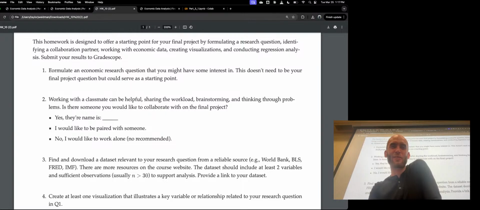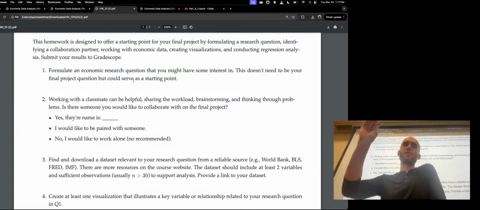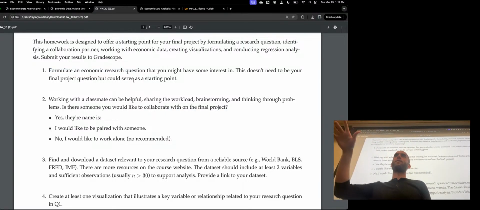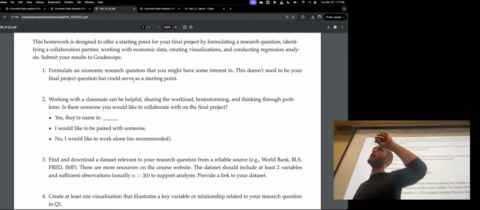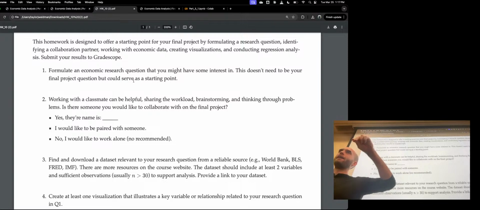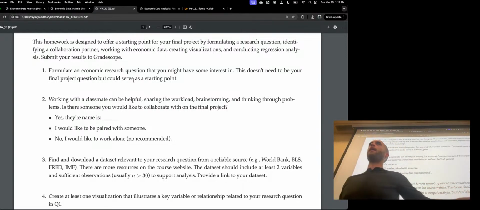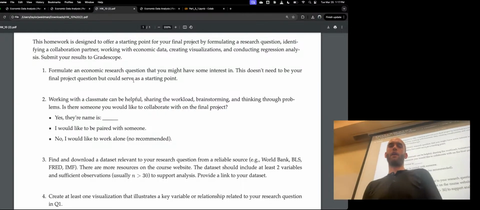So the first question is that you're going to formulate your own question. The question you're going to put into the homework doesn't have to be the same question as what's on the final project. This is not a commitment to a research question, but I just want you to be thinking about the project itself. So you'll just set up a question and put that in.